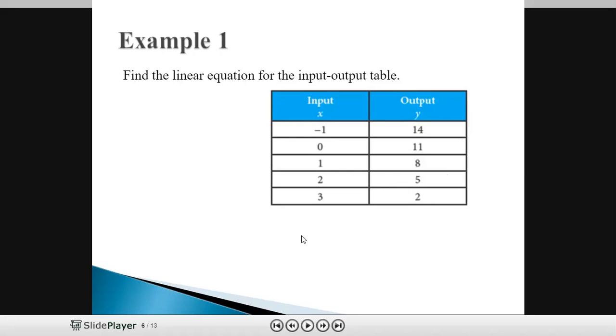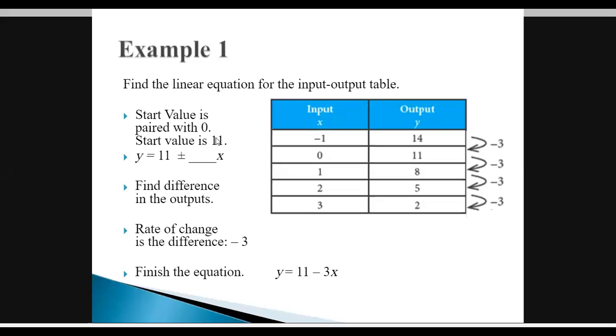Let's continue. So we said that we formed an equation already, which is how we found the equation. We found the difference, and then we noted that we have 0 and 11. Then the y-intercept should be equal to 11.